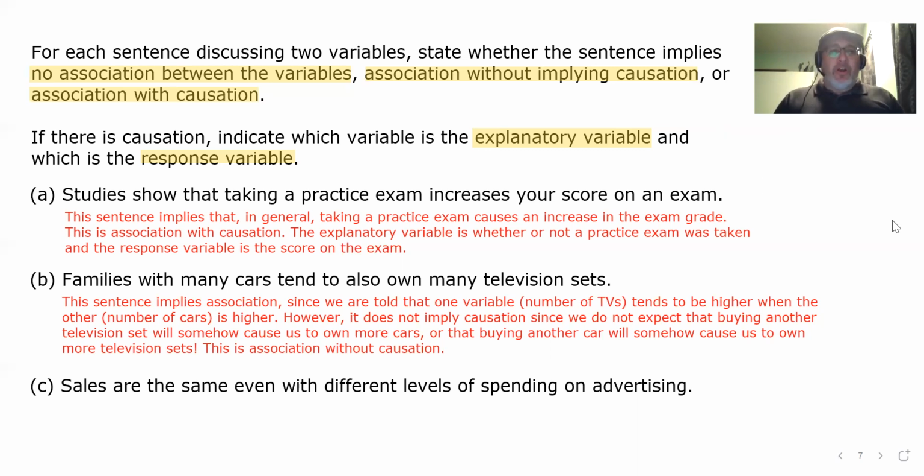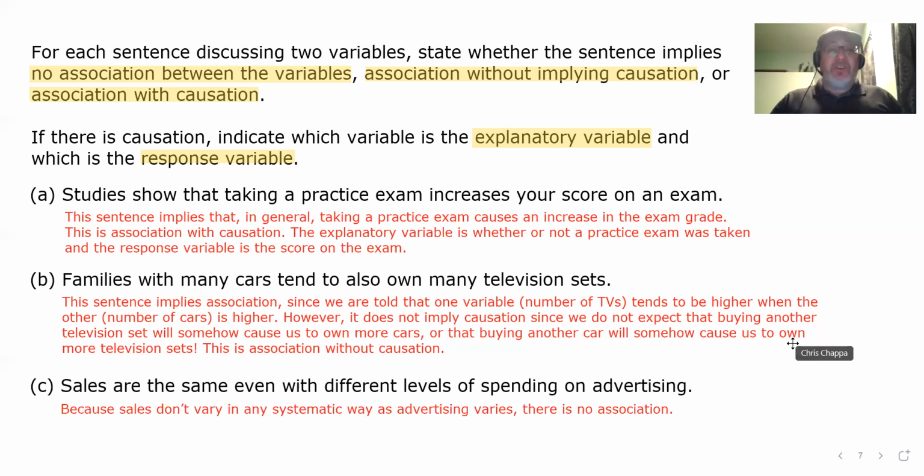All right, C, sales are the same even with different levels of spending on advertising. So our variables are the amount of sales and level of spending on advertising. Is this suggesting an association? Well, it's saying that if we change the different levels of spending on advertising, we don't seem to be changing the sales. So one of them moving doesn't seem to have anything to do with the other one moving. This one is not even an association because sales don't vary in any systematic way as advertising varies. There is no association.